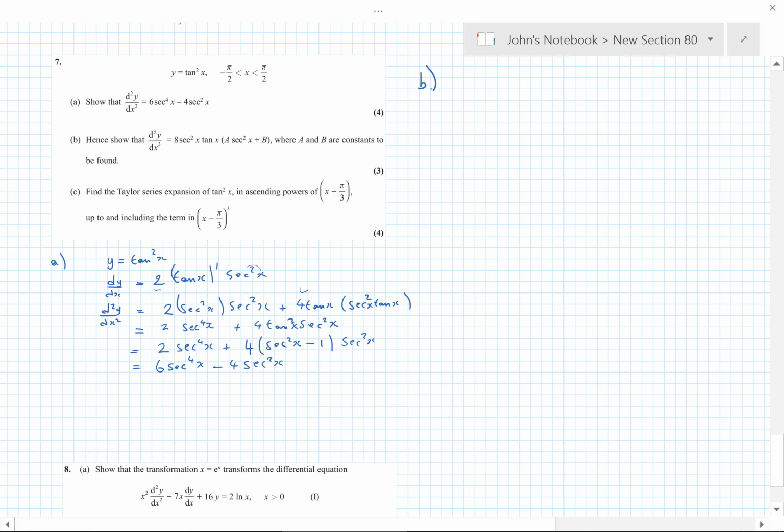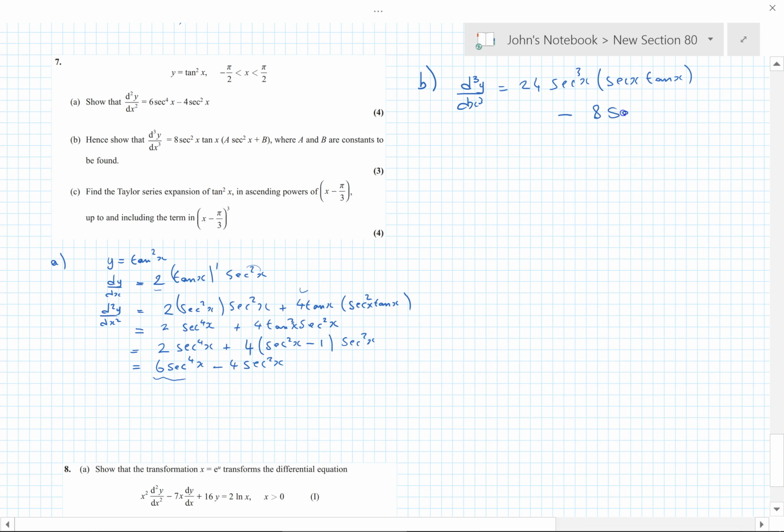d3y by dx cubed, well, we can easily differentiate each of these individually. I'd have thought d3y by dx cubed is going to be 24, because of the 4 times the 6 in this, sec cubed x, but don't forget to differentiate the inside, which is sec x, which is sec x tan x. That's the first term. And then the other one, 2 times 4, so that's minus 8.